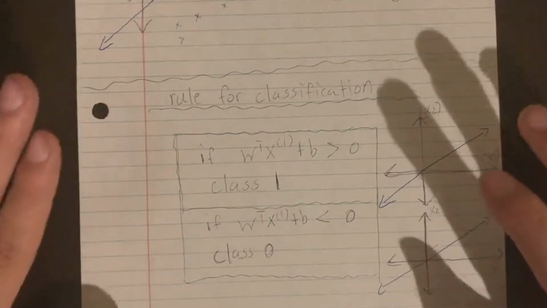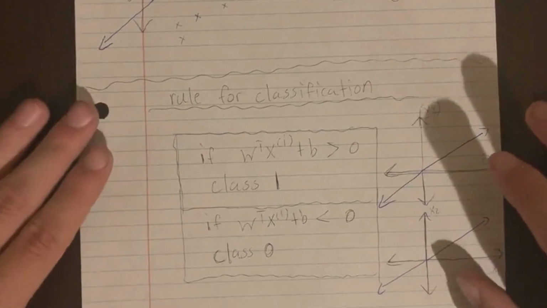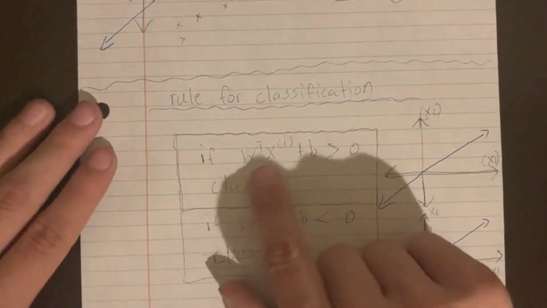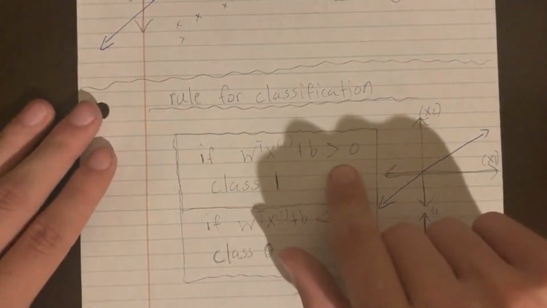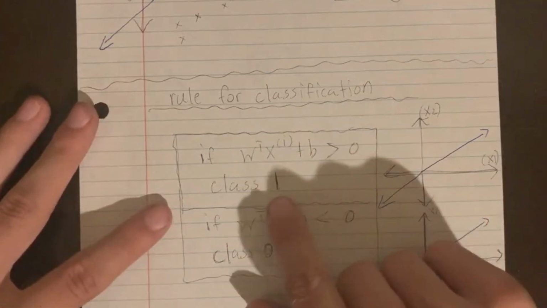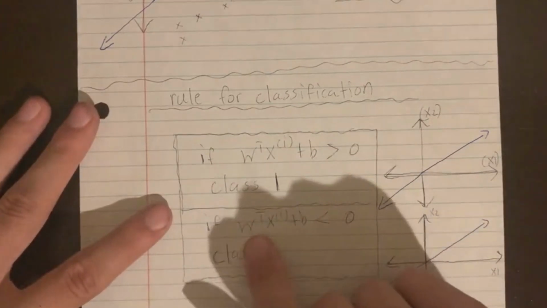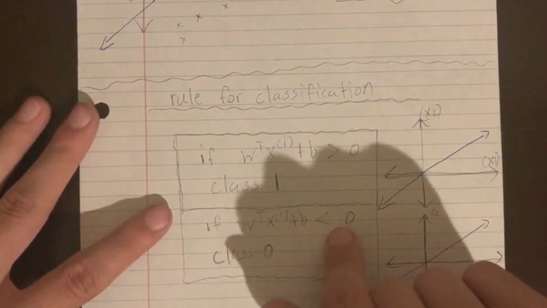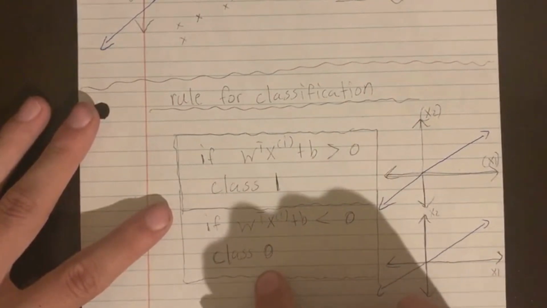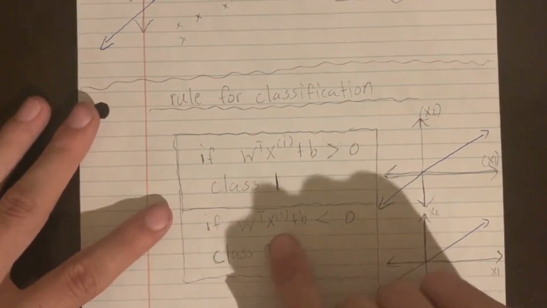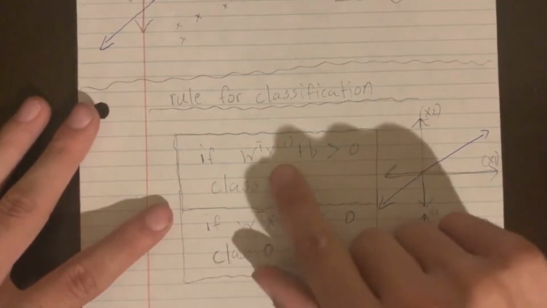Alright, so I want to remind you of the rule for classification again. Remember, if W transpose x of i plus b is greater than 0, then the example will get classified as class 1. And if W transpose x of i plus b is less than 0, then the example will get classified as class 0, where x of i is the example that we're trying to classify.